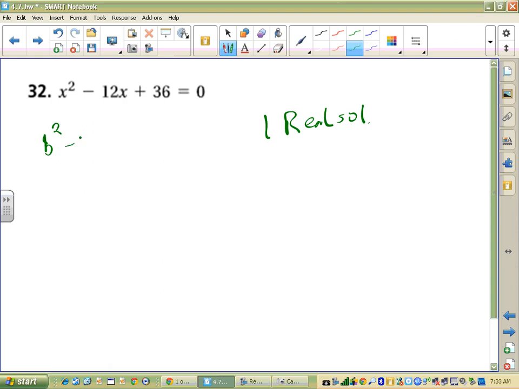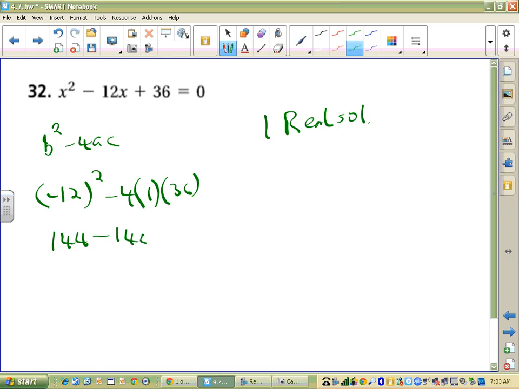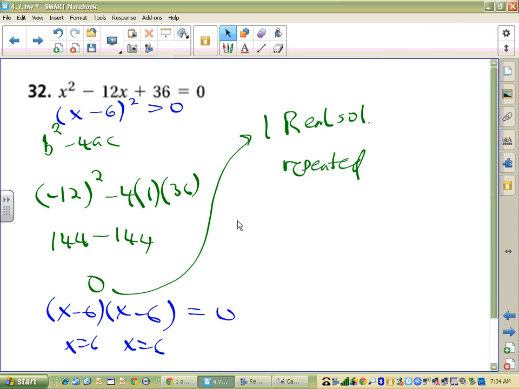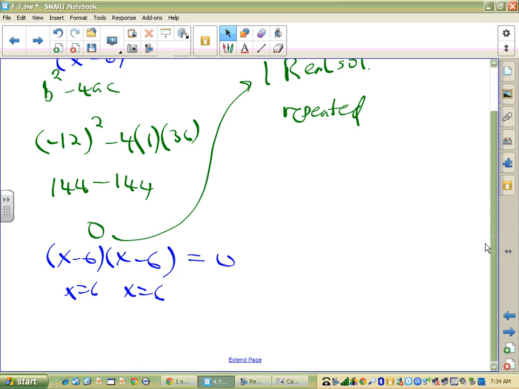So b squared minus 4ac. So that's negative 12, the quantity squared, minus 4 times 1 times 36. So that's 144 minus 144, which is 0, which tells me there's 1 real solution, and it is repeated. And the reason it's repeated, if you're wondering about that, this would actually factor into x minus 6, the quantity squared, equals 0, which if you expanded it out, it's x minus 6 times x minus 6 equals 0, so we would get x equals 6 and x equals 6. So that's why it's a repeated solution, okay, because of the nature of the factoring of that. Okay, so that's 32.